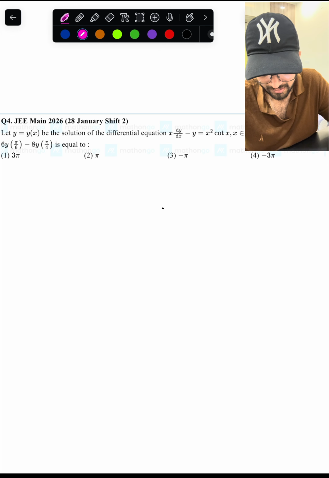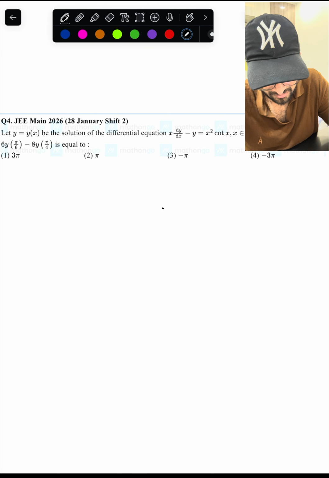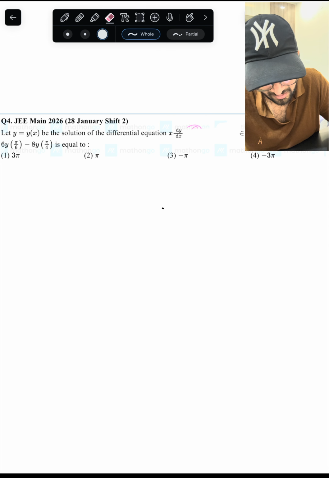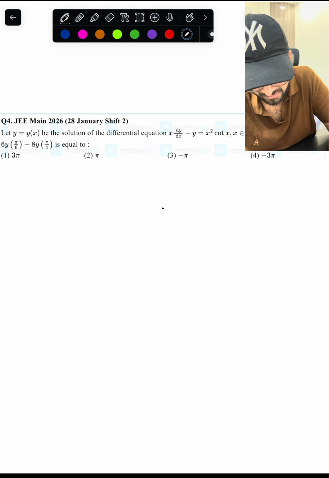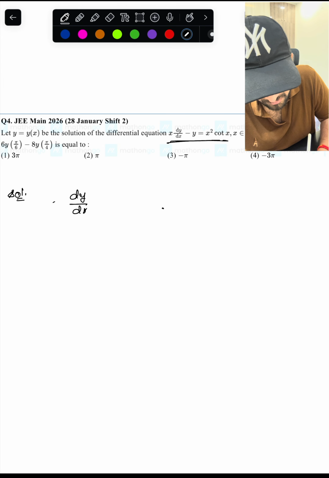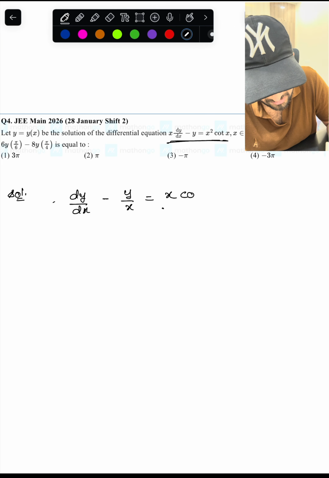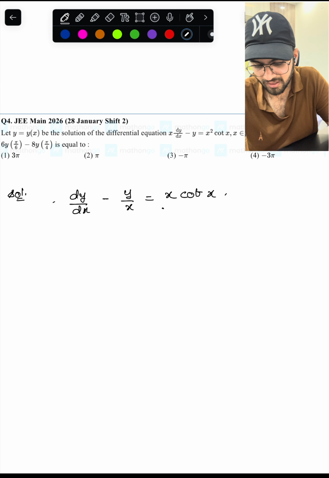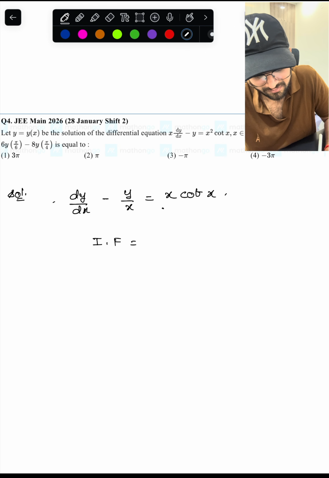What is the fourth question given? y equals y of x be the solution of the differential equation. Yeah, again jackpot, because here we spot y, so that's a linear differential equation. Done. So let's solve it. I will divide this one with x. So directly we can start from here: dy by dx minus y by x equals x cot x. First thing we have to do is identify the integration factor.